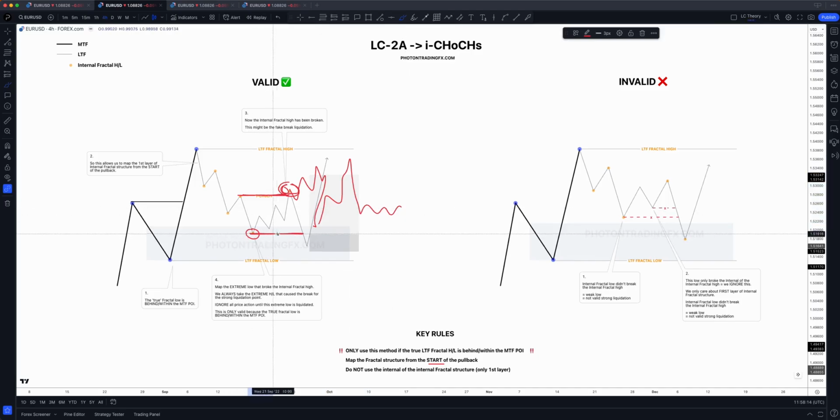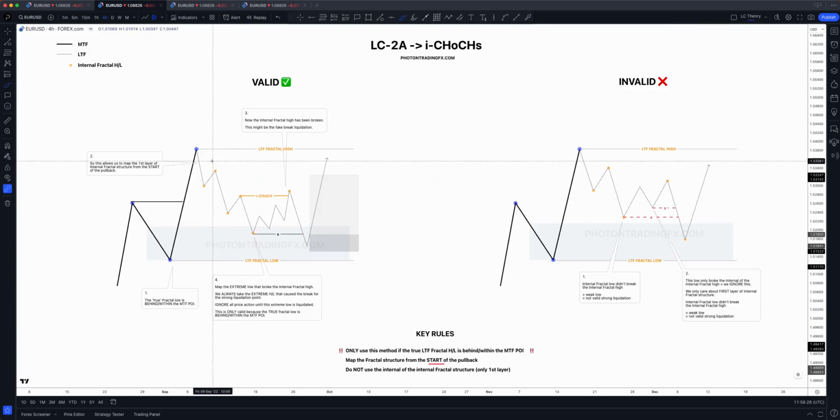We are waiting for this very, very extreme low to be broken. Only once it's broken, then we can look to potentially get involved, okay? So that's super, super key. Only map the first layer of internal structure. You do that by looking at the very first highs and lows that form within the pullback. You then wait for that internal high to be broken.